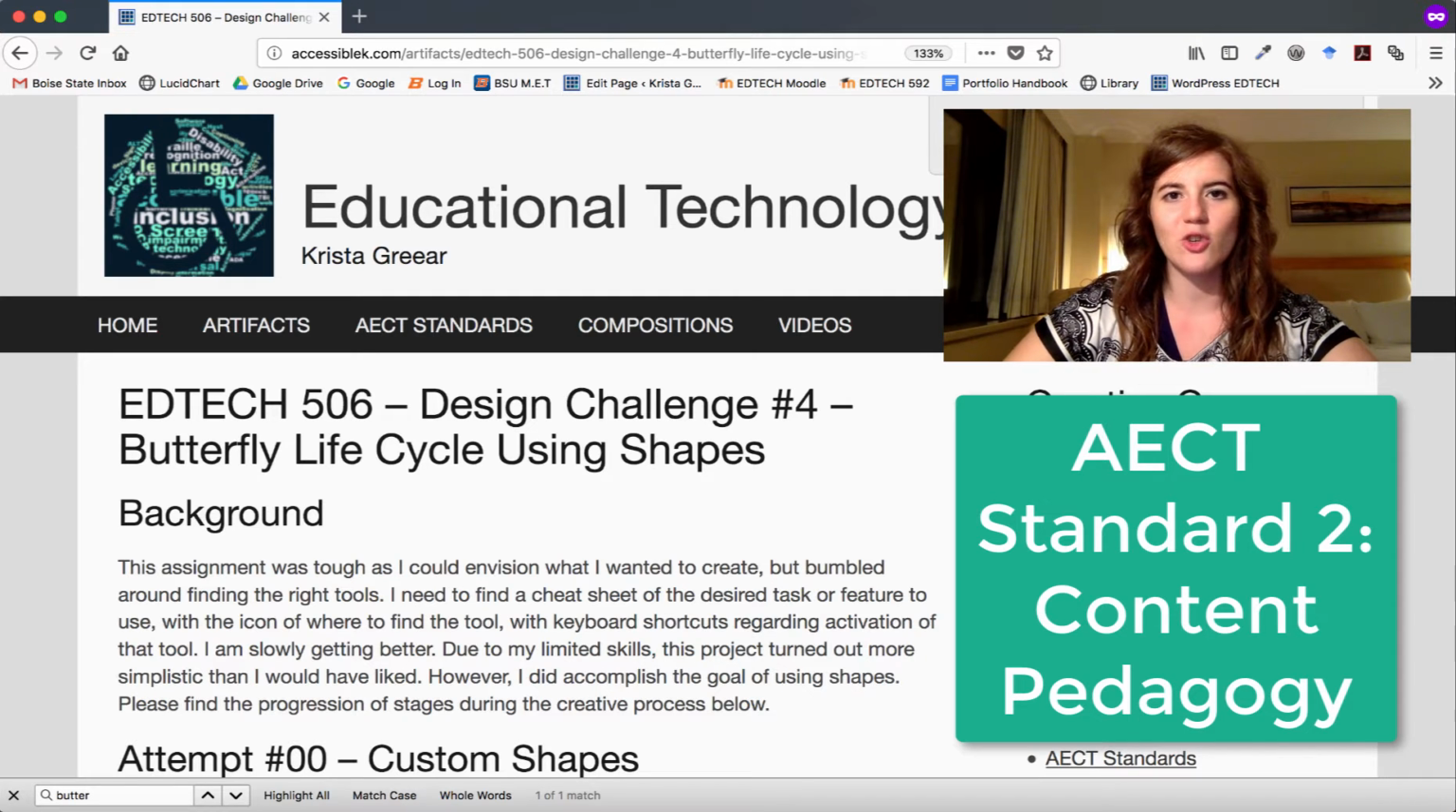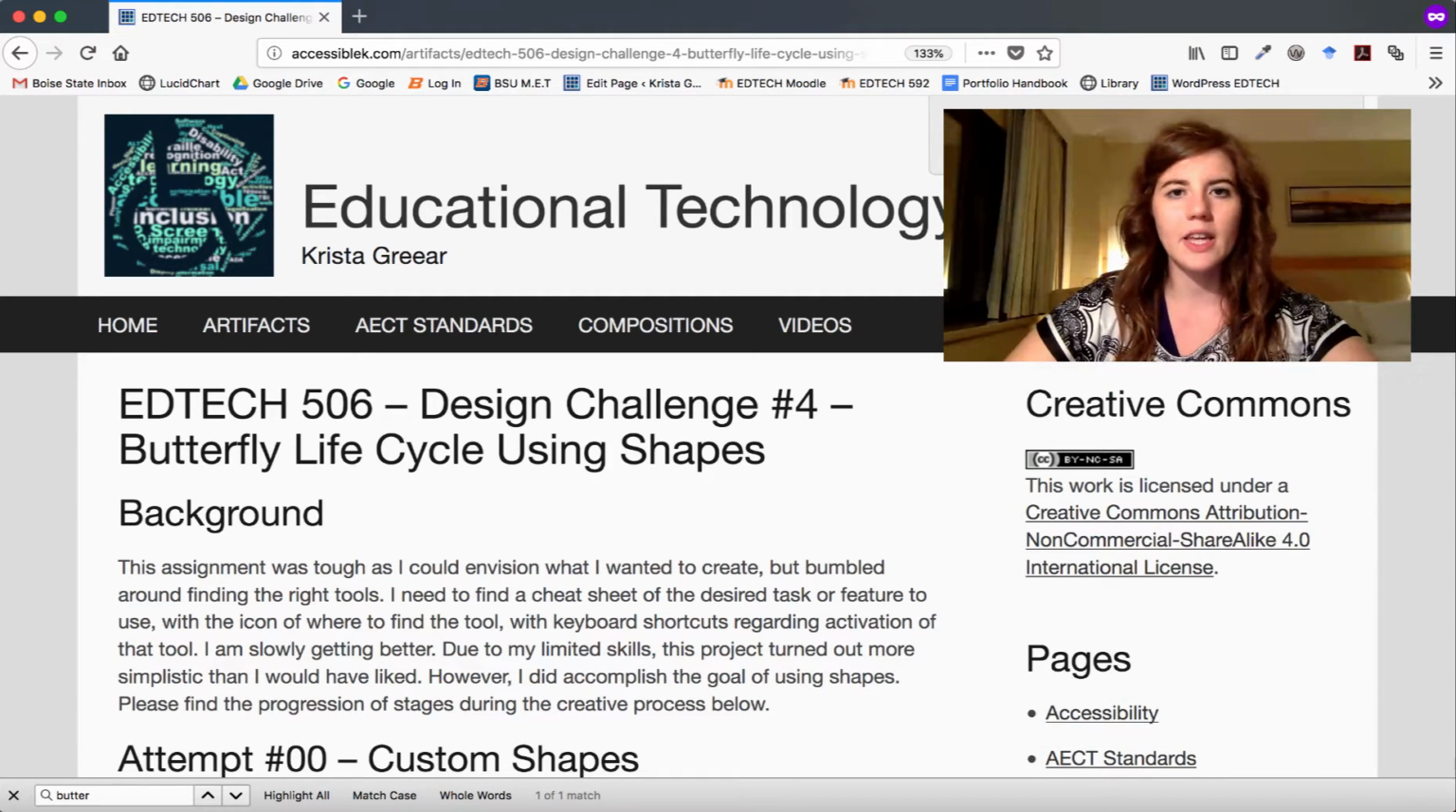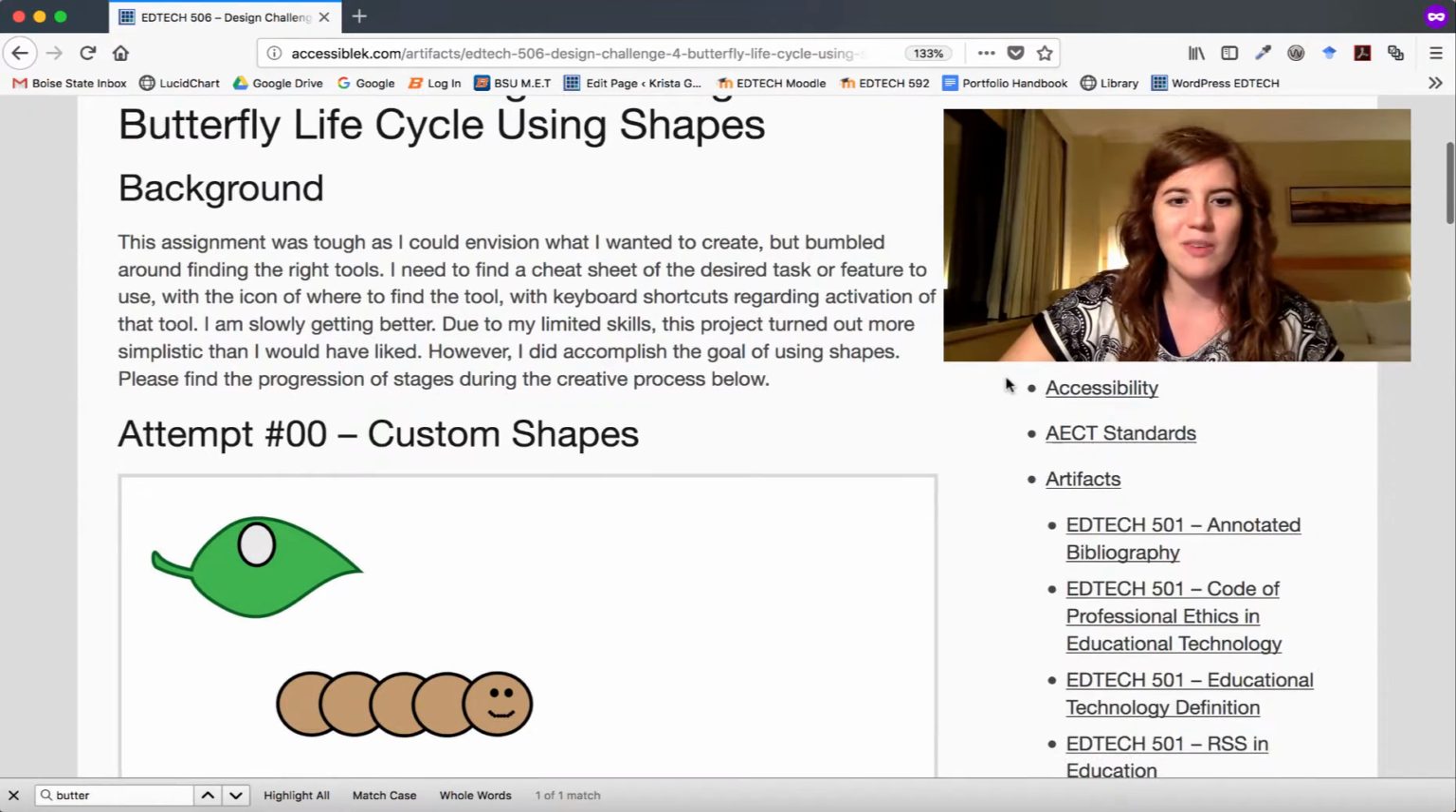Let's talk about Standard 2, content pedagogy. The artifact that I chose to demonstrate this is the life cycle of a butterfly, where it is demonstrating the iterations I took as I got to know Photoshop and as I decided to craft my life cycle together. So my first attempt is not that impressive.